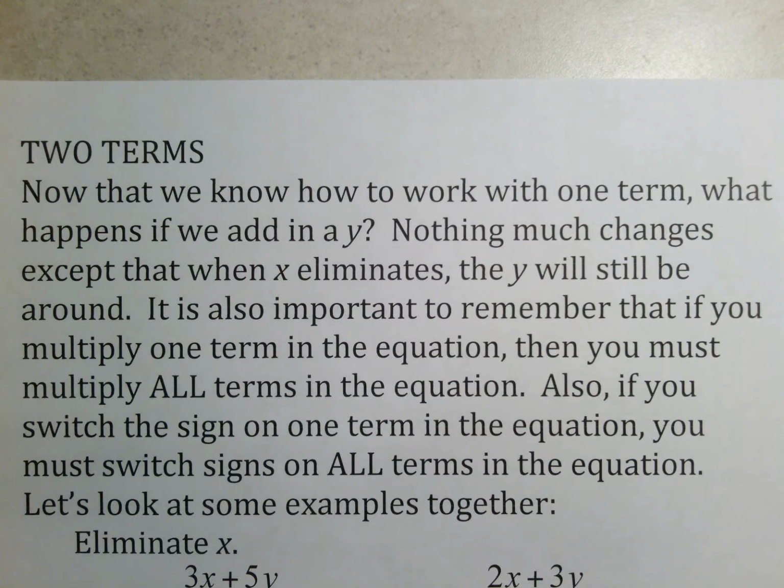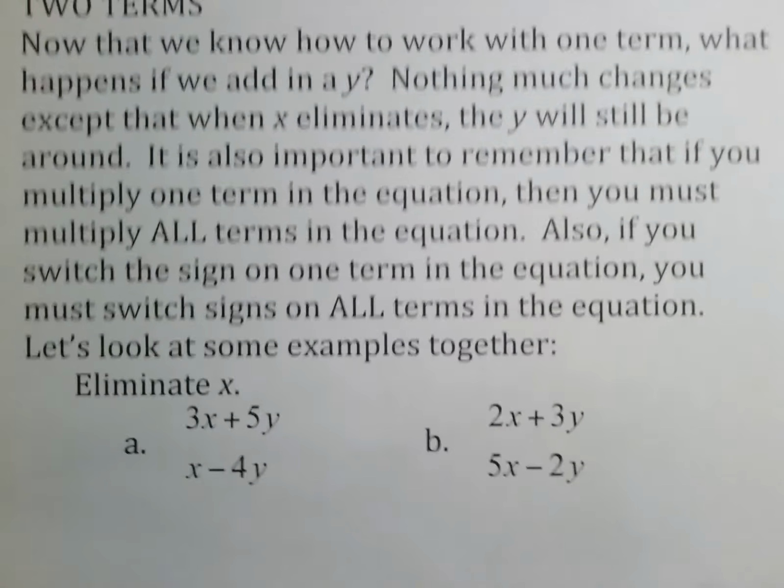So now that we know how to work with one term, what happens if we add a y? Nothing much really changes except that when x eliminates, the y will still be around. So you're only eliminating one thing. It is also important to remember that if you multiply one term, then you must multiply all. That's the algebra I was talking about, as long as you do things evenly. Also, if you switch the sign on one term, you must switch signs on all the terms in that equation. So keep in mind the algebraic rule: as long as everything is balanced, then it is legal.